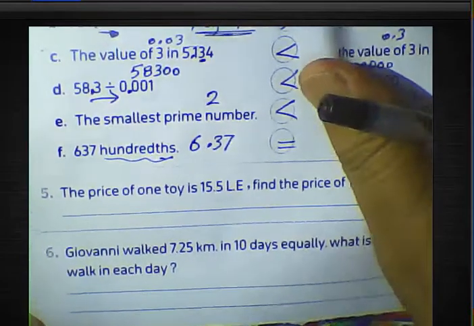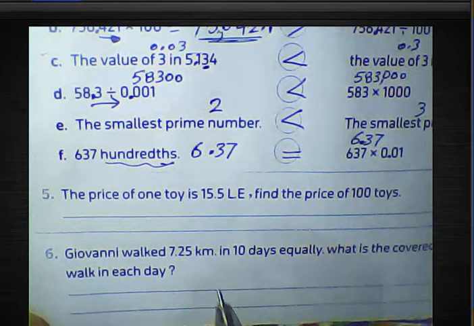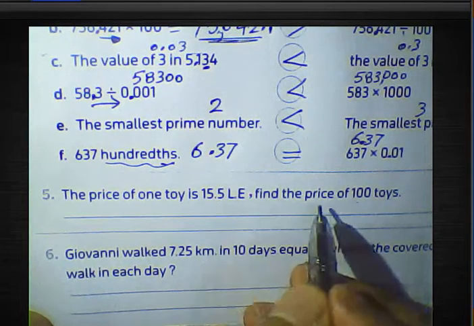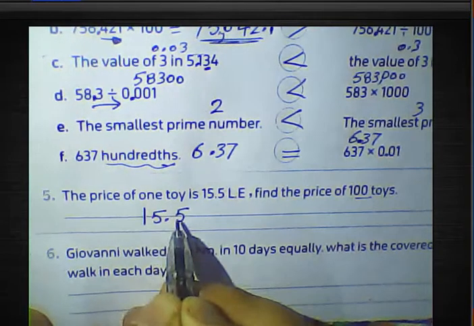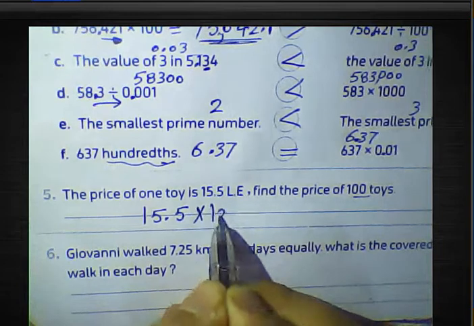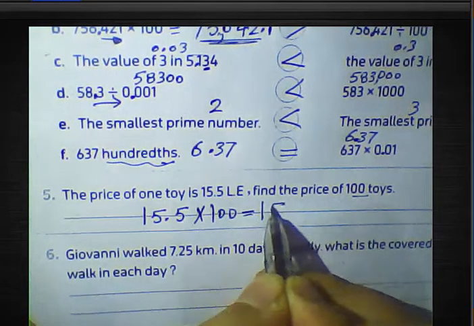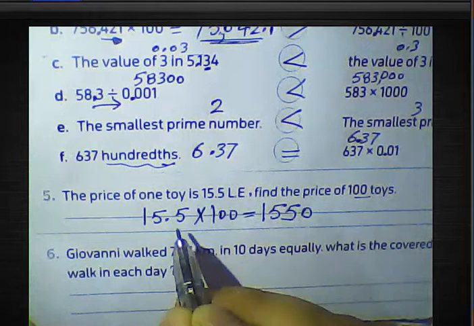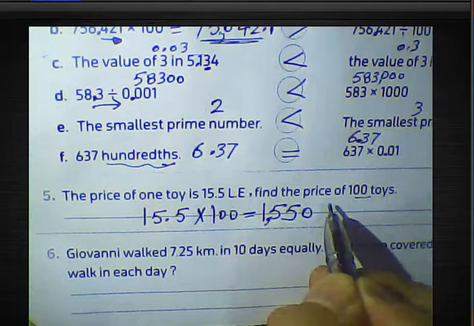Sorry. Look at question number 5. The price of one toy is 15.5 lira. Find the price of 100 toys. We can find the result by multiplication. 15.5 by 100. We can move the point to the right-hand side by 2 digits. Here, the result will be 1,550 lira.